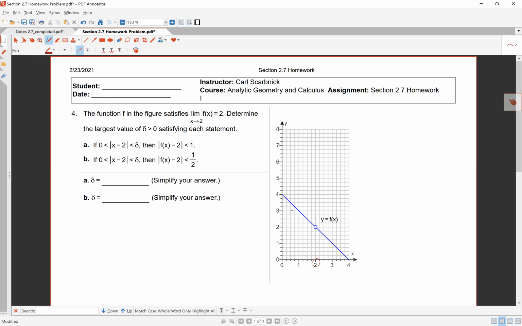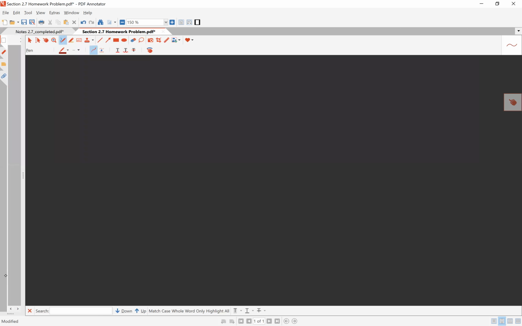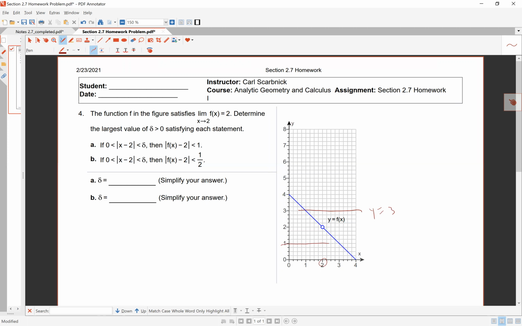So let's go up here. That's 3. So there's y equal to 3. And then let's go down here, down to 1. Well, it's not allowing me to draw. So f of x minus 2 is less than 1. So where is this 3 here? So f of 1 is 3, right? f of 1 is 3. And f of 3 is 1.